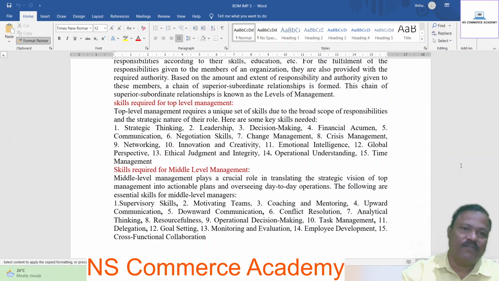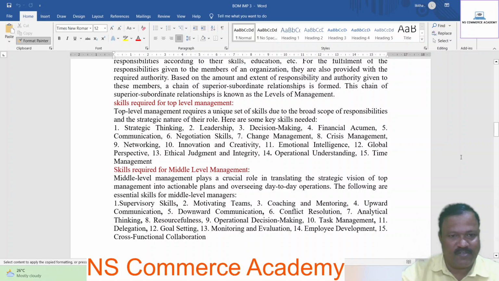Okay. Next, skills required for middle level management. Middle level management plays a crucial role in translating the strategic vision of top level management into actionable plans and overseeing day-to-day operations. The following are essential skills for middle level management.